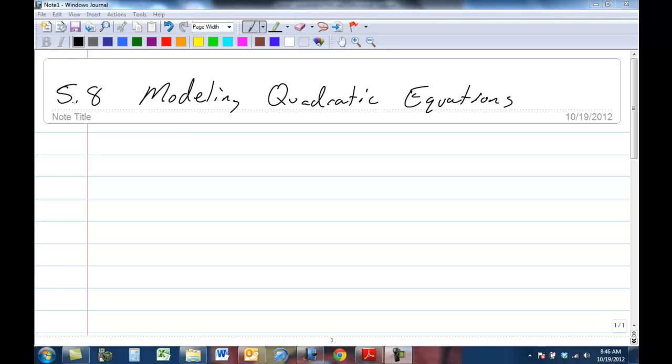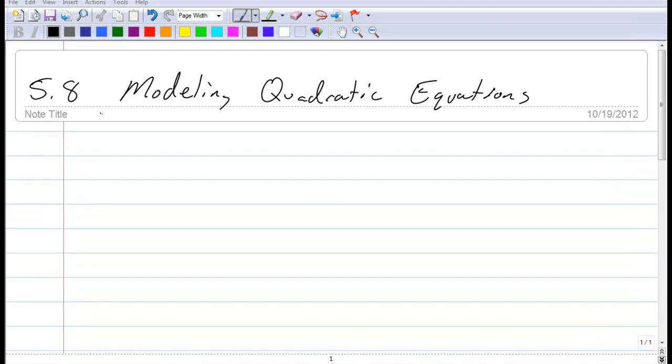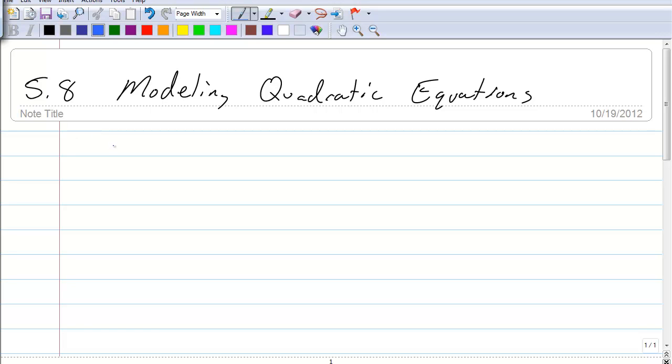All right, day 3 of chapter 5. We're going to fast forward a little bit and go to 5.8, which is all about modeling quadratic equations. Now, let's review the 3 equations that we have for quadratics right now.